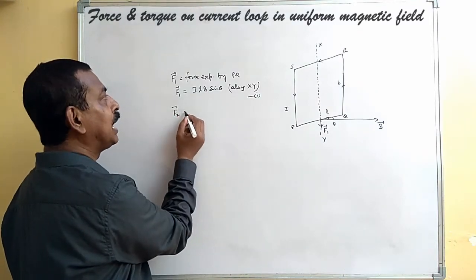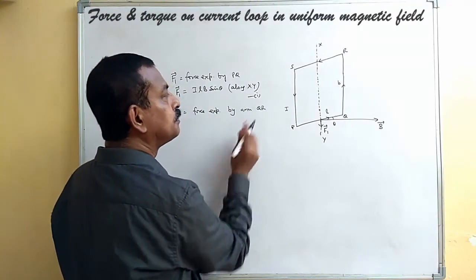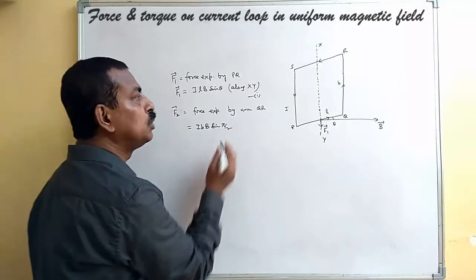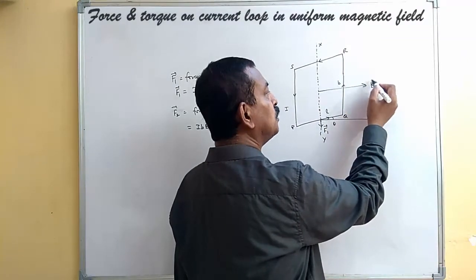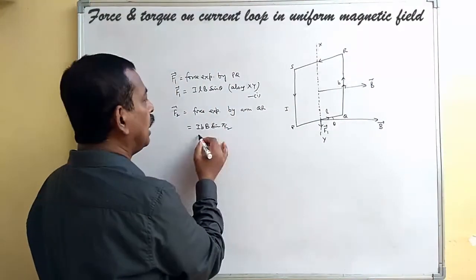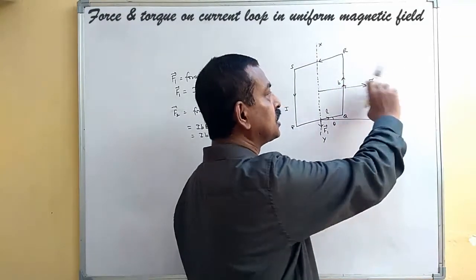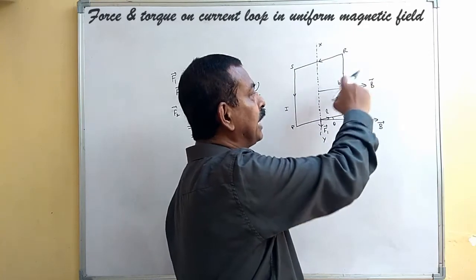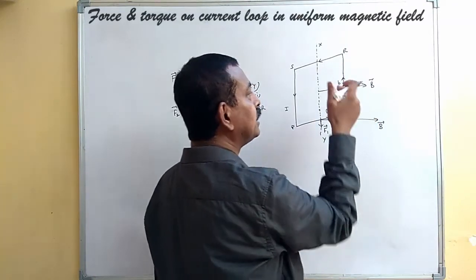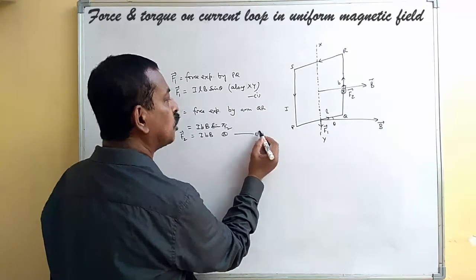Let's take F2 as the force experienced by arm QR. Again, this is I B b sin π/2. Now this time, the current and magnetic field are at an angle of 90 degrees, so it is I B b sin π/2, and this is I B b. And what will be its direction? If you rotate a screw from the current to the magnetic field direction through a smaller angle, this will give you the direction into the plane. So F2 is directed into the plane. Let's call this equation number 2.